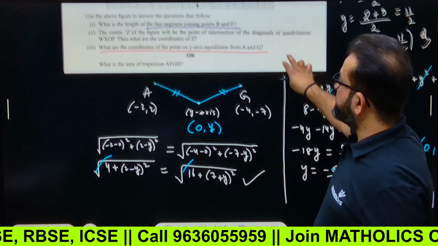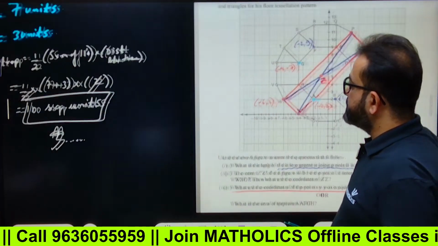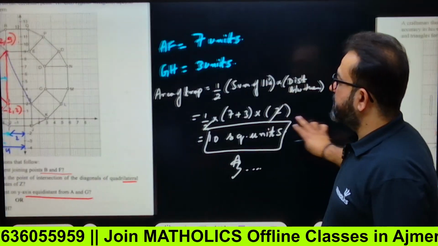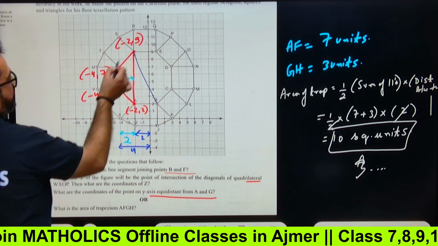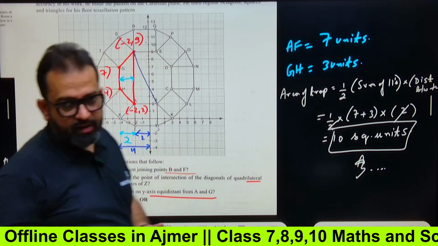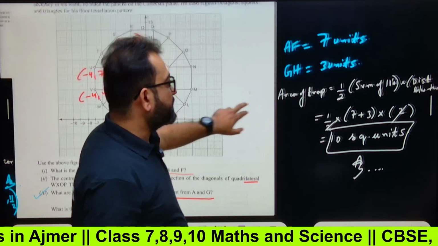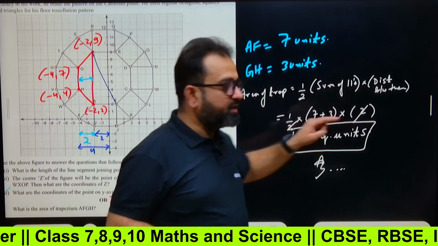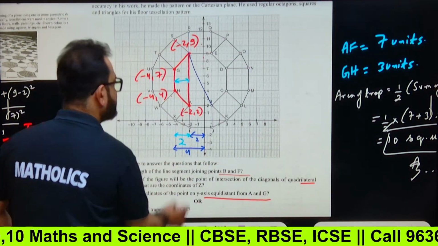What is the area of trapezium AFHG? Trapezium AFHG, here it is. You can solve it like this. AFHG, so connect AFHG. Write the coordinates. What is the area of trapezium formula? Half into sum of parallel sides into the distance between them. Now what are the parallel lines? This and this are parallel lines. Remove this.